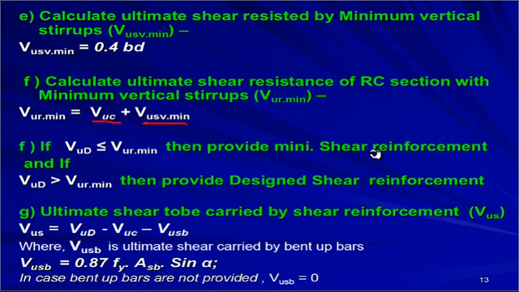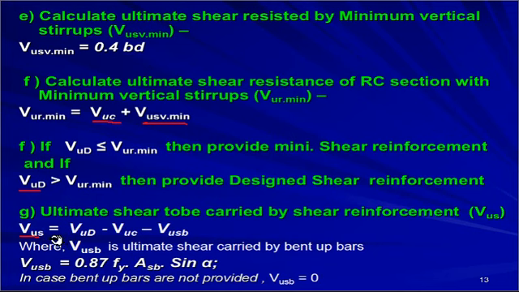Now, we have to check if VUD is less than or equal to VUR minimum, then provide minimum shear reinforcement. So, this design is given in the step number H. But if VUD is greater than VUR minimum, then provide design shear reinforcement. Okay. Well, so only in this case, if VUD is greater, then you have to provide design shear reinforcement. Okay. So first we will calculate how to design this shear reinforcement.